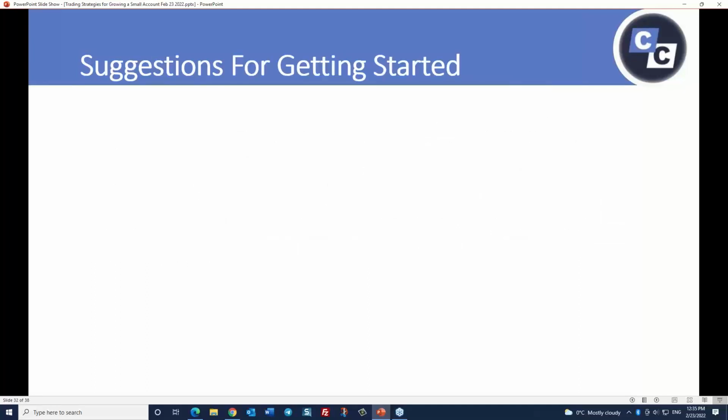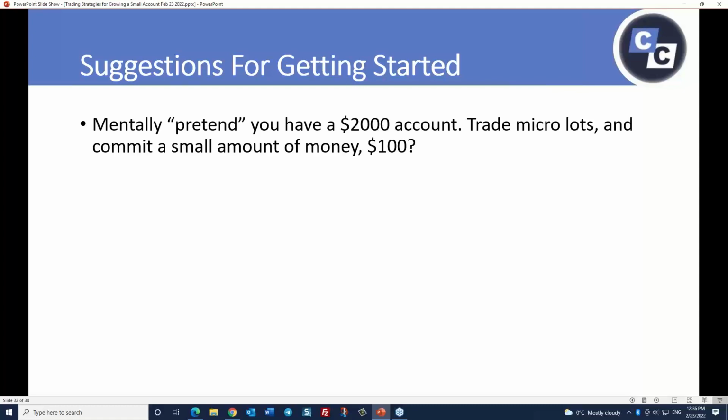So this is some suggestions for getting started. To say this appeals to you, whether it does or not, who knows? But a little brain trick that you might consider. I've had other people do this, and just pretend that you have an account of say a couple $1,000, and just trade micro lots and commit to a small amount of money, say $100, and just totally pretend that it's gone. You just went out for dinner or something and you spent that much. Does it ruin your life to have that gone? I hope not, okay, or you shouldn't be trading.